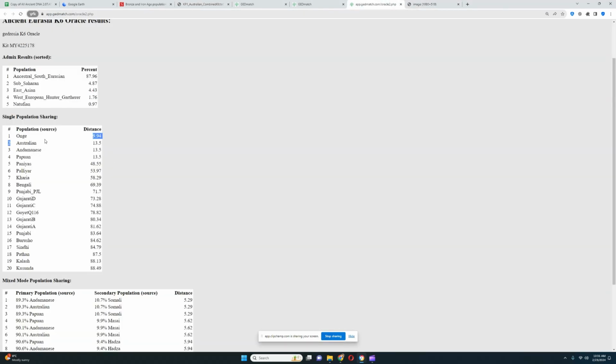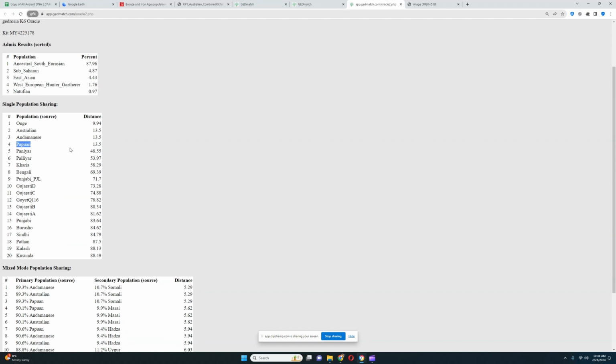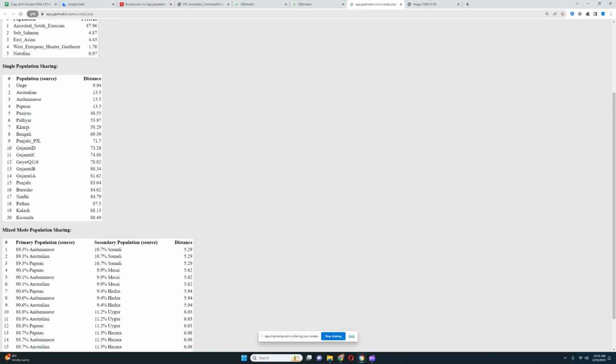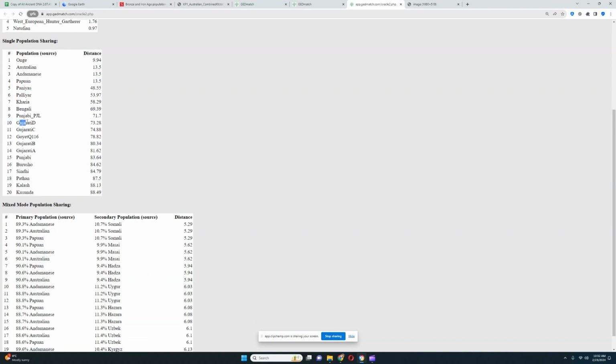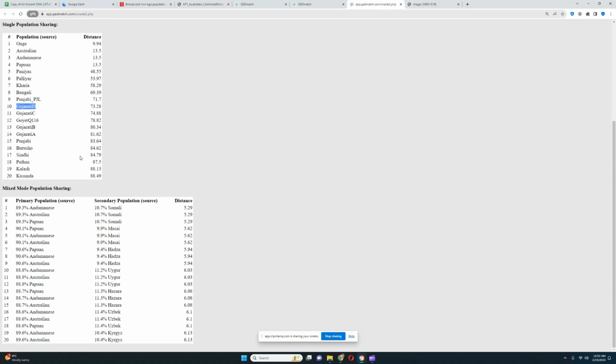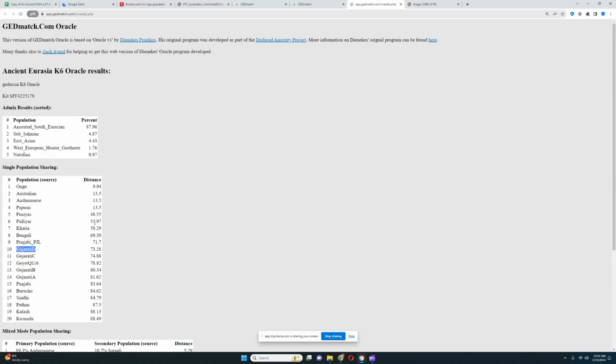Followed by Ongia, it's Australians and Andamanese, all in the same area, all kind of look the same, pretty much. Papuan come in fourth place, then Paniyas, Paliyar, Haria, Bengali, and various South Indian groups. Gujarati is not in South India, but they are sort of South Indian as well in terms of what they look like. They are in the northwest of India, but they look really South Indian, and their genetics is South Indian as well.